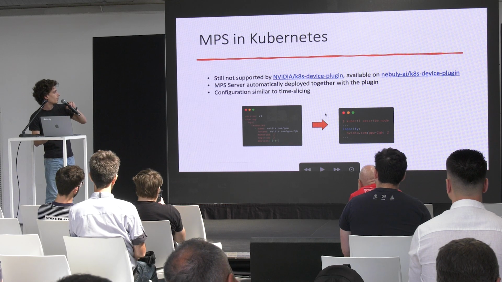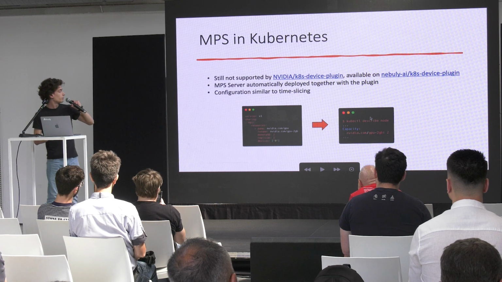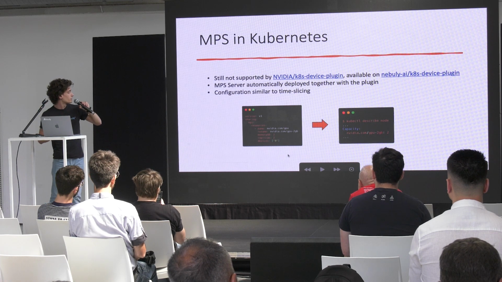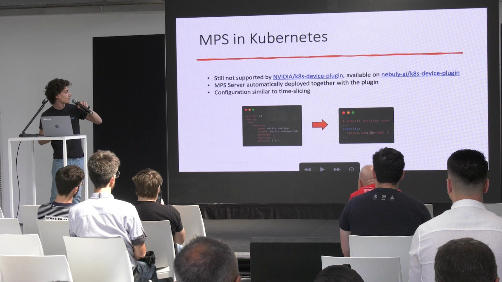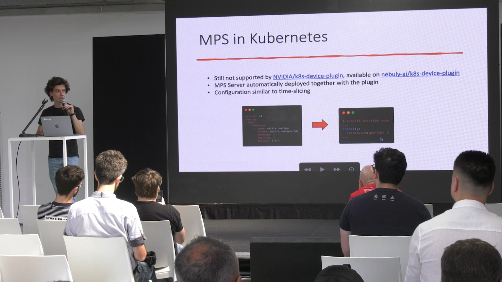So if we describe our node here, the node has just 1 single GPU. But if we describe it with this configuration, we will see that it has 2 gpu-2gb resources. And each of these resources has a limit of 2 GB of memory.